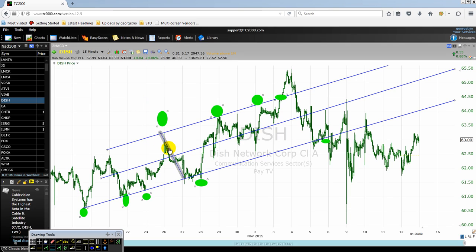We measure the width of that bigger channel and we project it here like this, and then we draw a line that is parallel to our first bigger channel. Are you with me? All right, we draw a line through this point that is parallel to our bigger channel. This is the projection of our bigger channel.